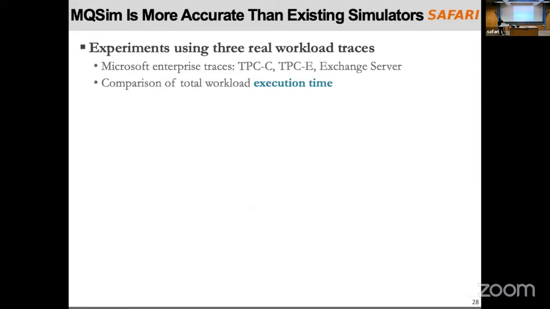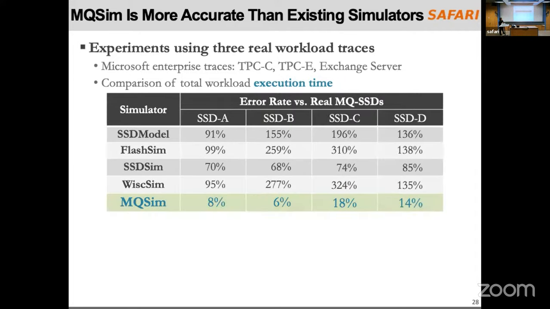MQSim is more accurate than existing simulators in that when we measure the overall error rate versus real MQSSDs, we see that MQSim ranges anywhere between 8 to 14%. Or 6 to 14%, sorry. This is when we compare the total workload execution time and match it with the real device execution time for the same workload. When did you do this? This was done in 2018.